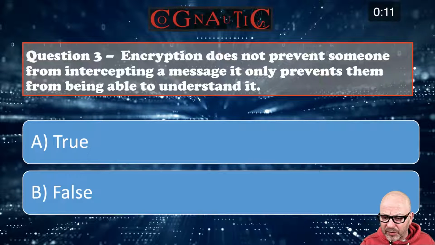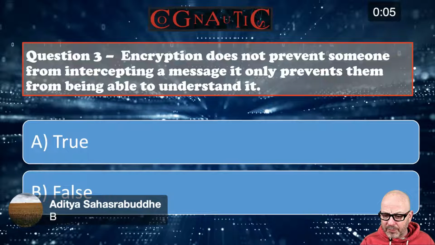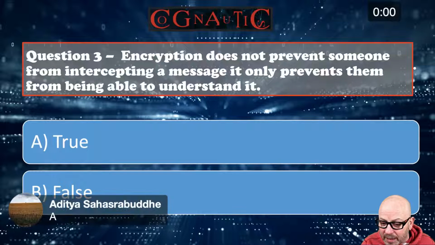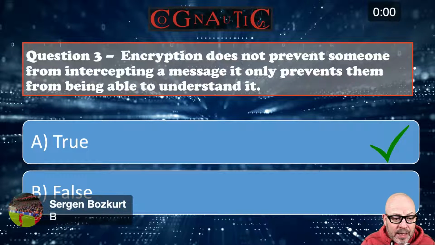Oh, look at this. We've got Sally straight in with a B. First answer. We've got Aditya straight in with a B. We have got Bogdan in with an A. We've got Emad with a B. Encryption does not prevent someone from intercepting them. It only prevents them from being able to understand it. Emad had a B. I've done that. Aditya had an A. Ash had a B. This has split the jury again. And we've got Sergen, who's come in with a B.